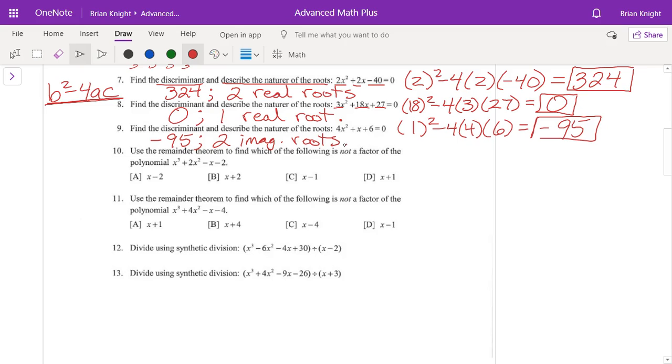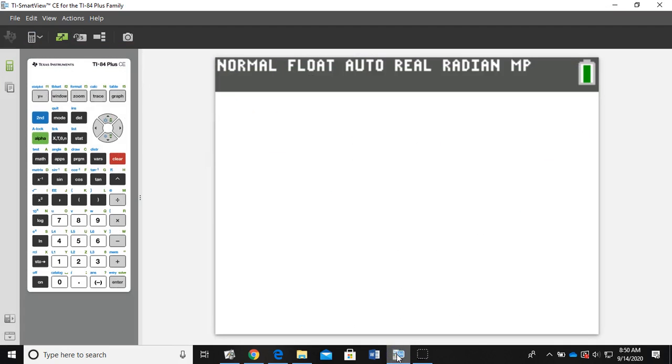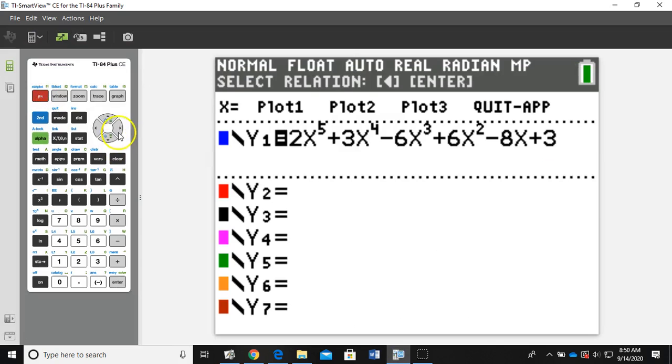Everybody good? Awesome. Number 10 says use the remainder theorem to find which of the following is, very important word here, not a factor of the polynomial x to the third plus 2x squared minus x minus 2. So, you're going to graph it, but be careful because remember, these are the factors, not the roots. Everybody with me? Okay? So you pull up your calculator and you go to y equals and you plug it in.